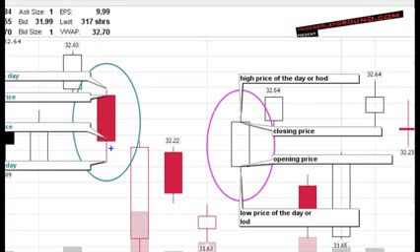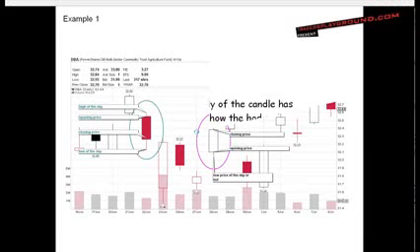Also, to get a red candle like this one, the closing price of the day must be lower than the closing price of the previous candle. So in this one, it's a red candle. That means the price went down. So it opened here, it closed here. This would be the high of the day, and this would be the low of the day. Okay? Okay, now we're going to move on to slide 4.